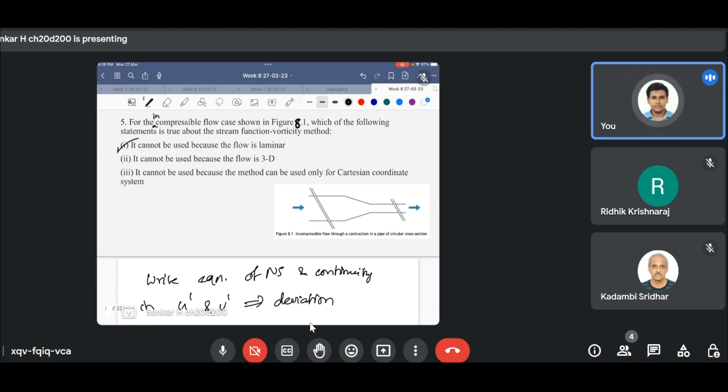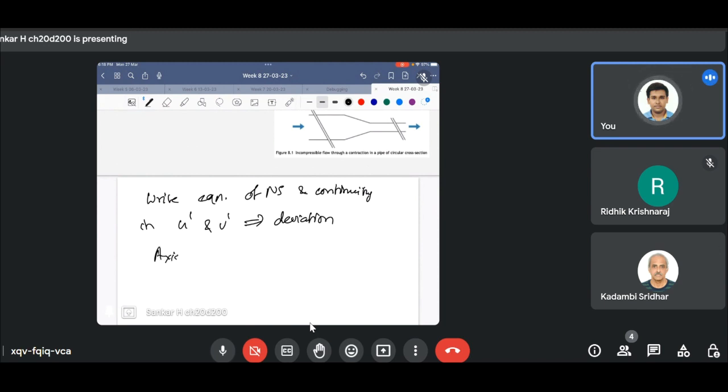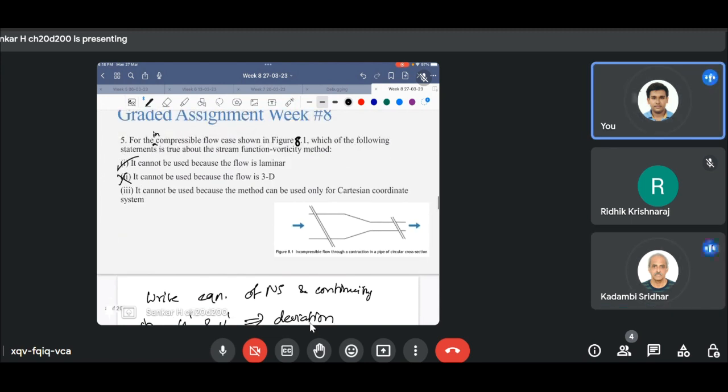And option 2, it cannot be used because the flow is 3D. Is that statement correct? Actually, according to the question, that statement may be correct, but in this question we have been given an axisymmetric flow as shown earlier. Axisymmetric means that we are only dealing with two-dimensional flow. Therefore, this statement is wrong, because this flow is not 3D, this flow is in fact 2D.